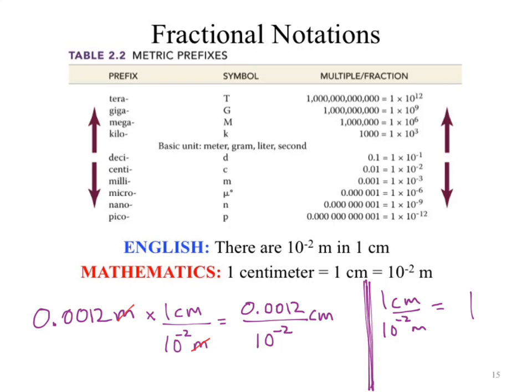Anybody know? Well, if 10 to the negative 2 is 1 centimeter, isn't it just over 1? Anybody got the calculator in front of you? You can punch it in. 0.12 centimeters. So this brings up two fun points that I want to address here.